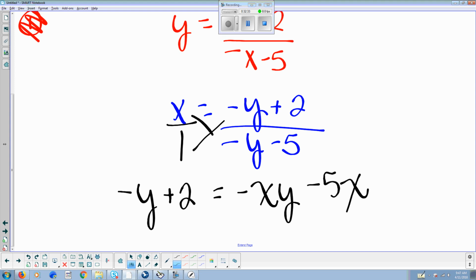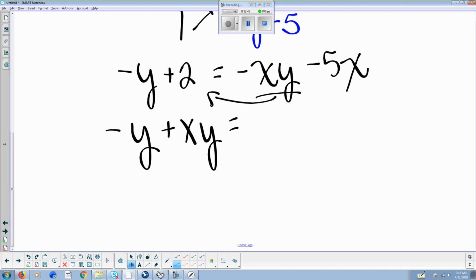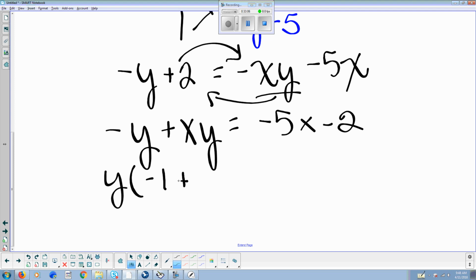I'm solving for y. Put any term that has a y on the left. Put any term that does not have a y on the right. So get the y's together. So -y plus xy is going to equal, because I brought this one over, I'm going to bring the positive 2 over, and it's going to become -2, right? So -5x minus 2. Factor y. Okay. So that leaves me with -1 plus x.